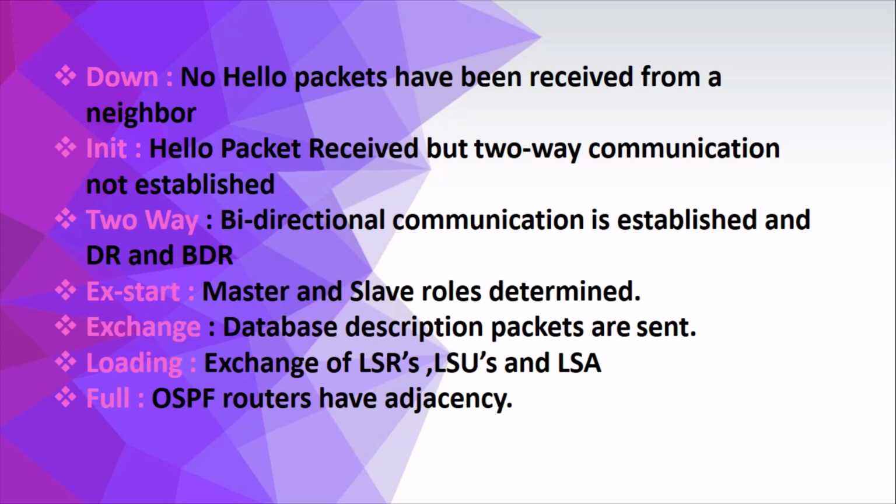The fourth state is the exstart state. Master and slave election will happen. Once the election is done, the router with the highest router ID is determined as the master. So the master will send its information, and in the same way the slave will send its information. The exchange state is sending the database description from router 1 to router 2.